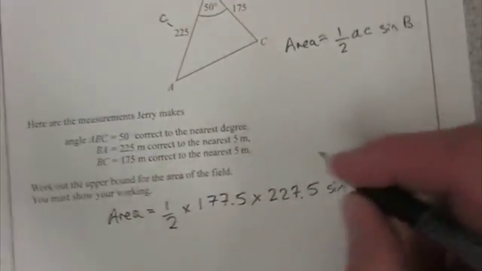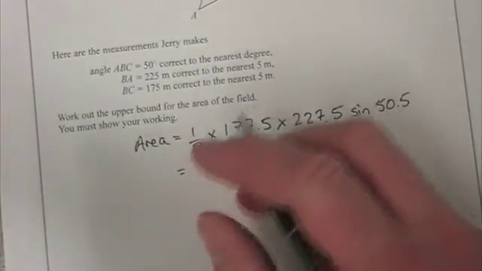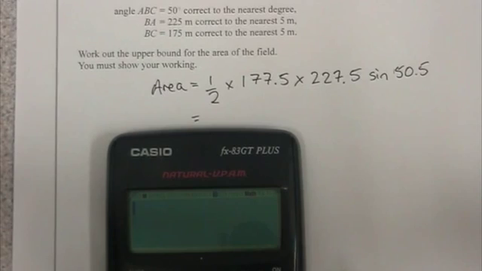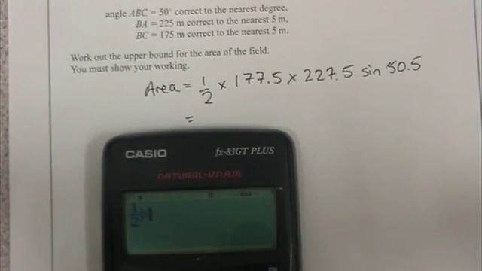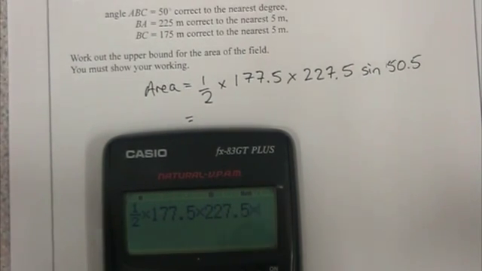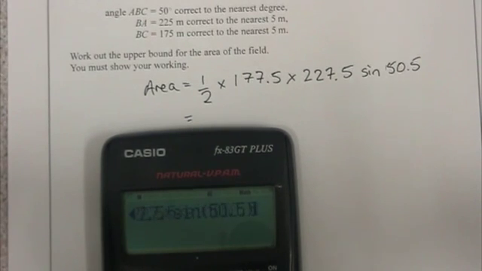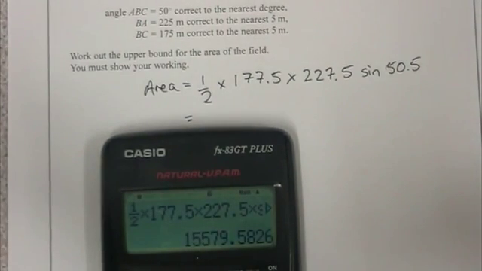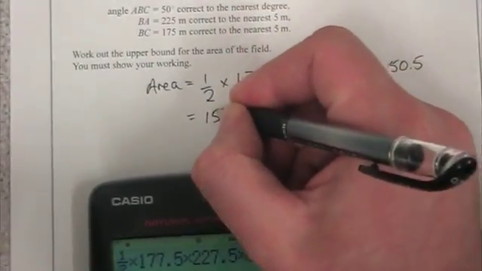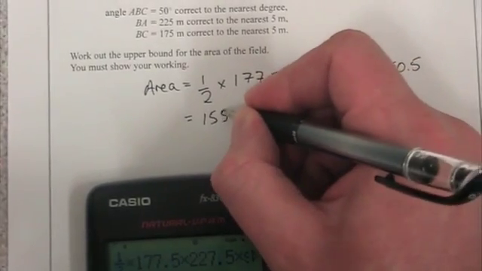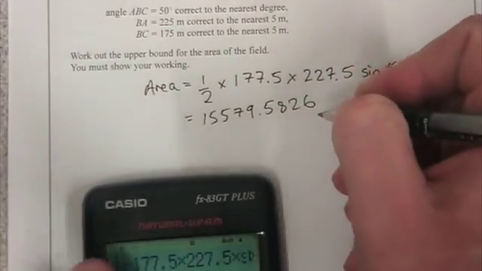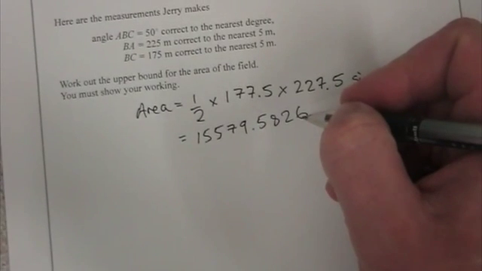50.5 rounded down. So I enter all that into the calculator. A half times 177.5 times 227.5 times sine 50.5, and I get a very large value. 1,579.5826, which is all fairly irrelevant because they're tiny numbers now in comparison to the magnitude of the number.